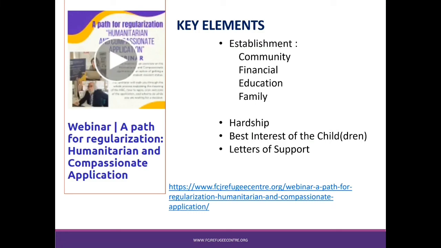Family. Do you have more members of your family here? You know, uncles or brothers or sisters, or name it. It is a good idea to try to collect letters of support from the family that you have here. If you don't have family, well, you have to find friends, people that know you, who are going to help you with this.